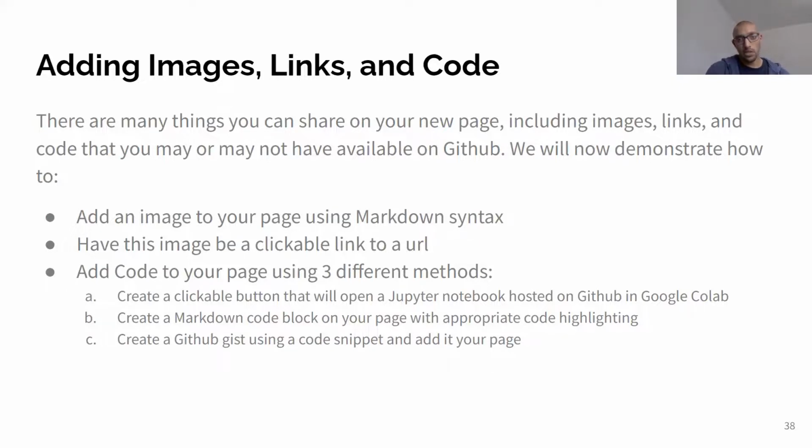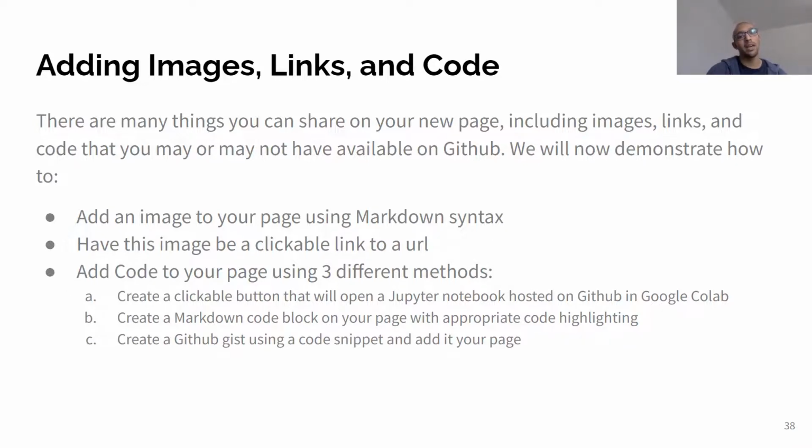So once you've created a page, certainly you'd like to put things on there. You can share images, links, or code, and the code may or may not be on GitHub. So now we'll demonstrate how to do each of those things. We will add an image to your page using Markdown syntax. And then we will make this image a clickable link to a URL. And then we will also show how to add code to your page using 3 different methods.